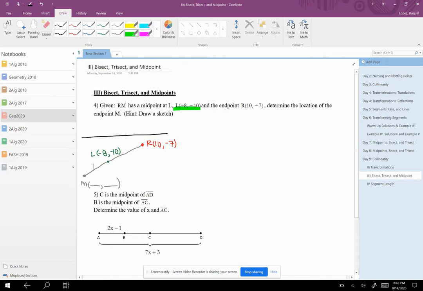What's nice about the diagram, once I've drawn it in, is that I can get an estimate of where the other endpoint is going to be. So I've gone ahead and put that down here. That's what we're trying to find, okay?